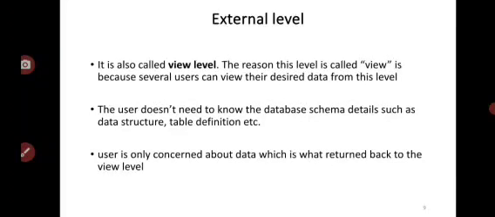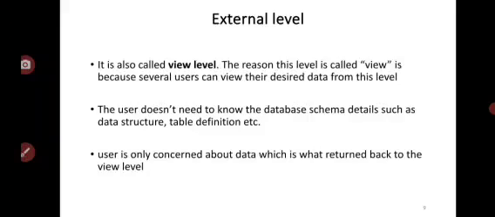First one, the external level. It is also called the view level. The reason this level is called view is because several users can view their desired data from this level. For example, in an organization, if an end user wants to view the statistics of a company such as invoices, then that user can view only the invoices, and if the same user wants to view the production details, then the user can view only the production details. So the same database can be viewed differently by different users.